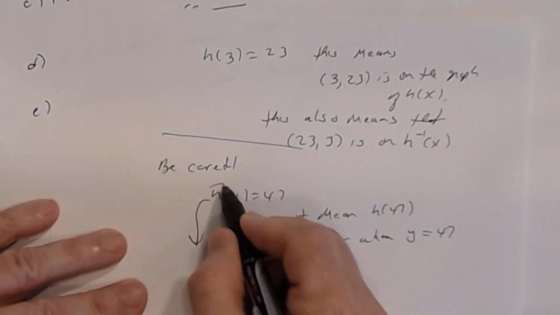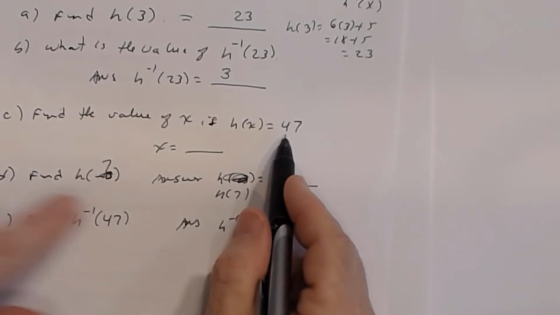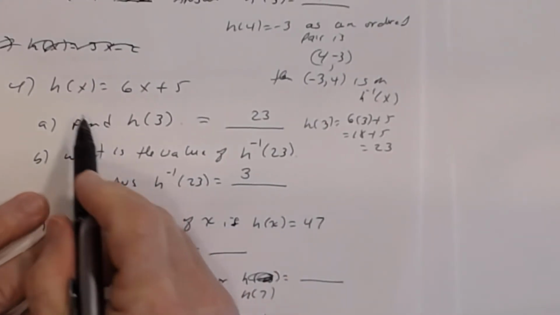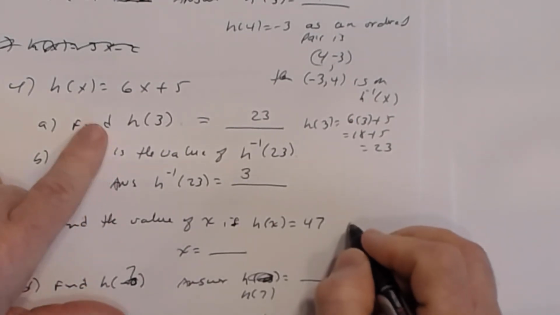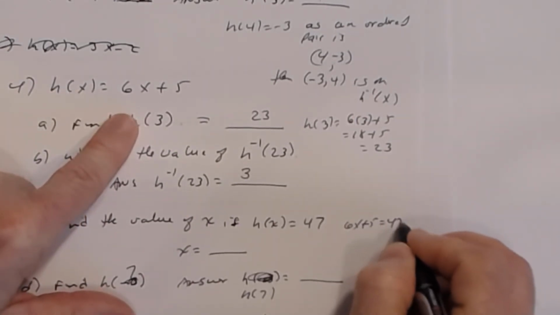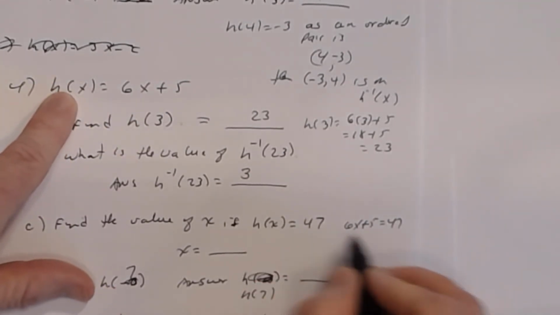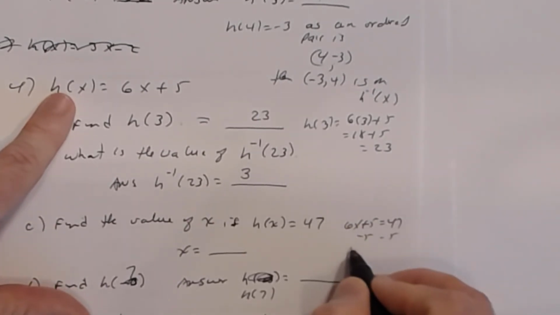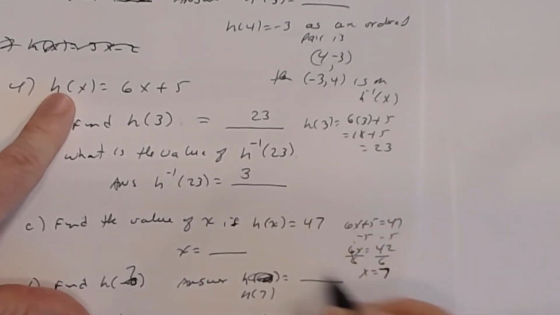Remember, h of x means the same thing as y. So y is 47. Go back here: this is h of x, and you want it to equal 47. So 6x plus 5 equals 47, because 6x plus 5 equals h of x and you're told h of x is 47. Set it equal to 47 and get x by itself. Subtract 5 from both sides: 6x equals 42. Divide both sides by 6: x is 7. So the answer is 7.